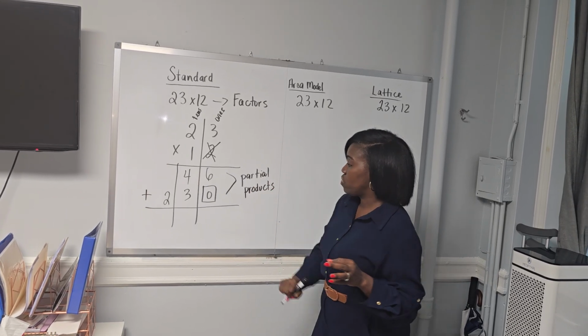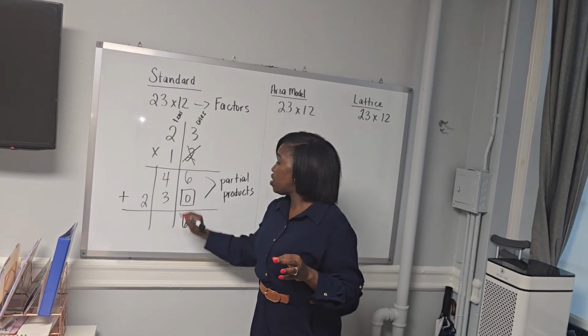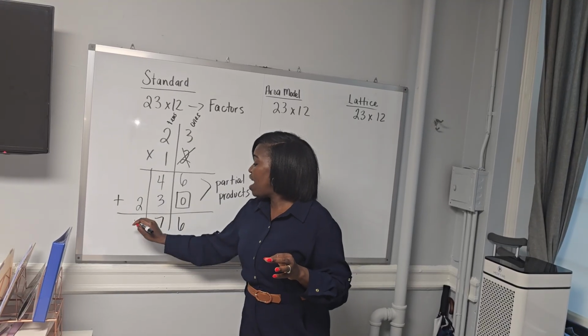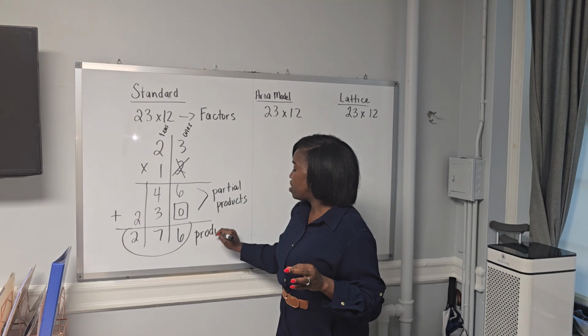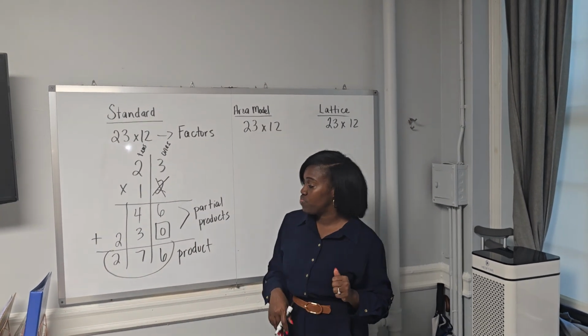Now we're going to add. 6 plus 0 gives you 6. 4 plus 3 gives you 7. And you bring down a 2. This gives you the product, the answer to a multiplication problem.